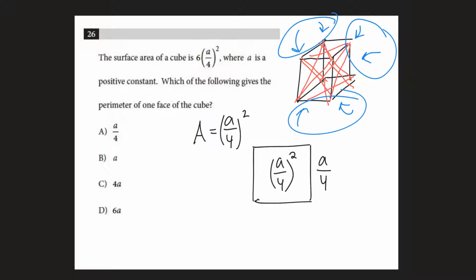which would be 4 times a on 4. 4 times a on 4 is just a. A would be the perimeter of each face.